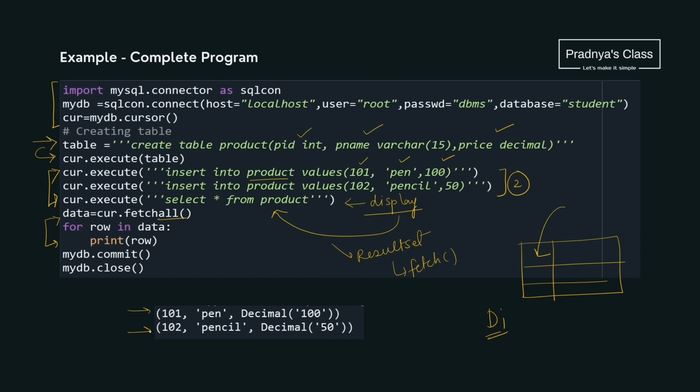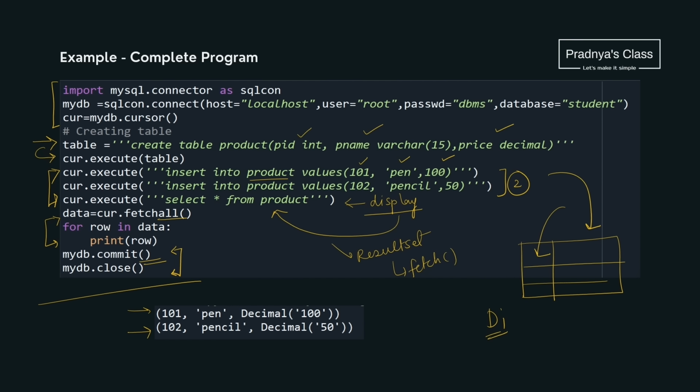Look at the output. We are getting it into the tuples. Here we are using the insert command. It means you are changing something in the table, so you should use commit so that the changes get saved permanently. Finally, we will close the connection. Commit and close work with the connection object, that is nothing but MyDB in our case.